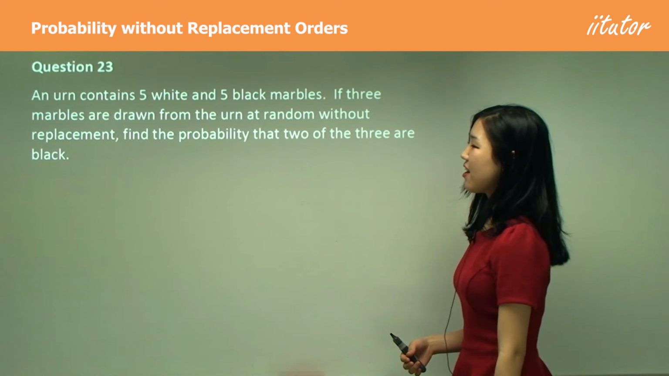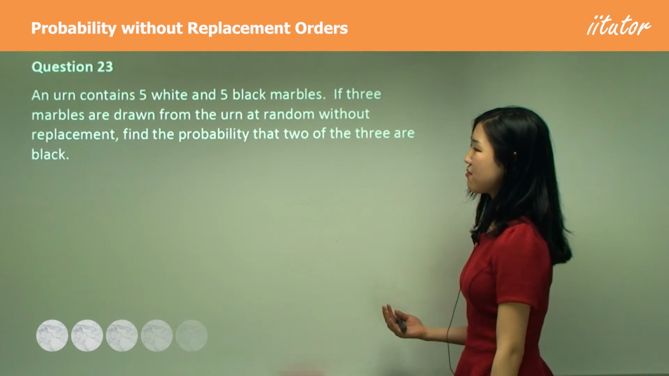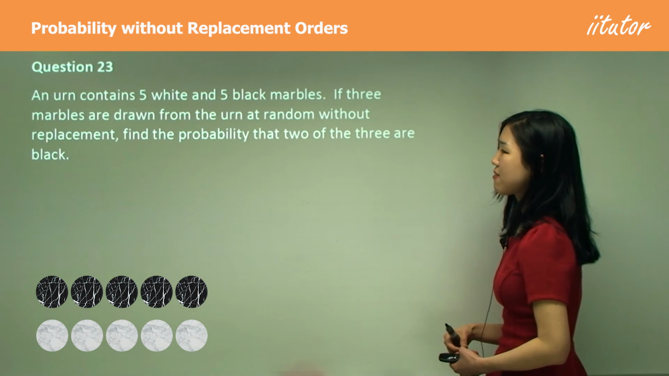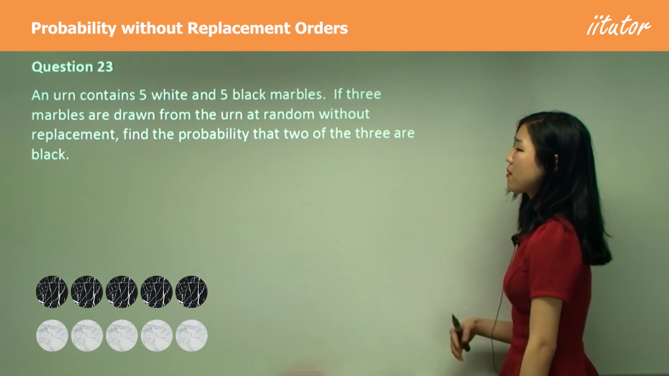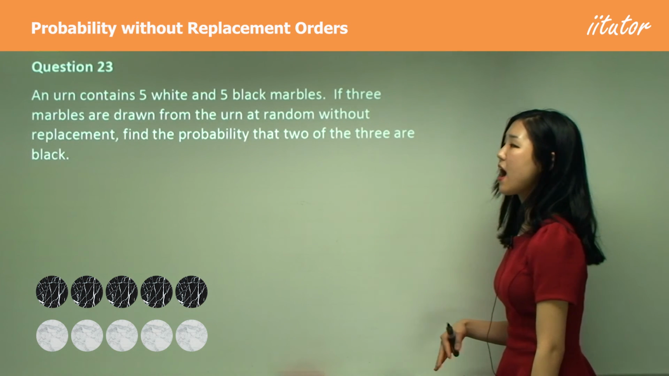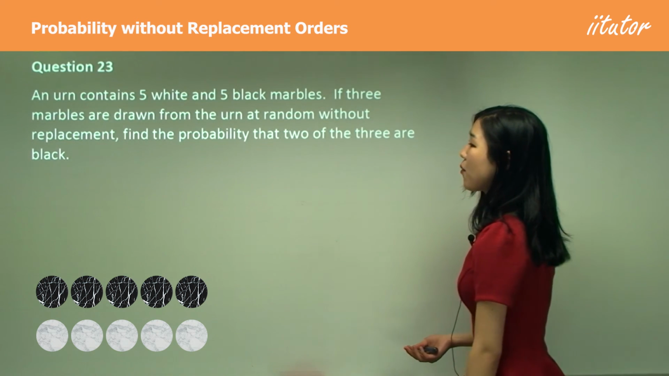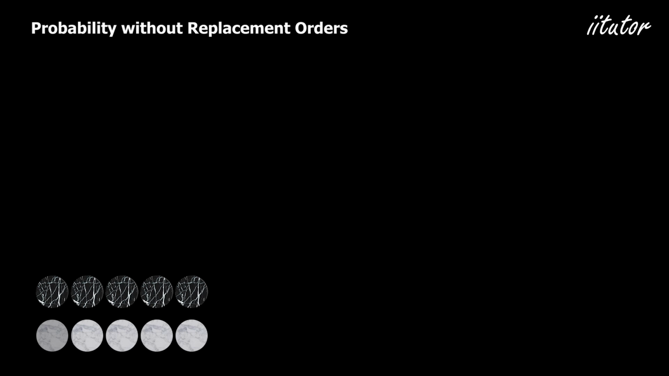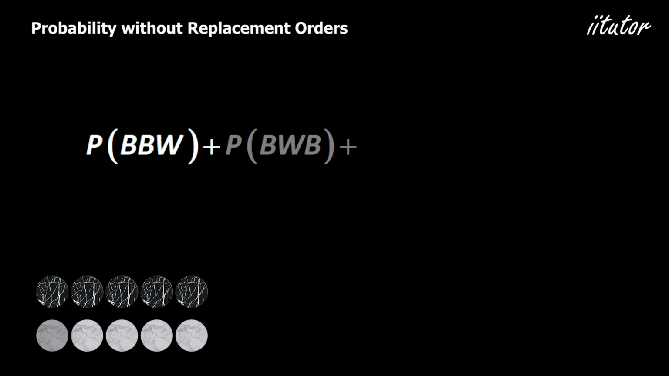Question 23, an urn contains 5 white and 5 black marbles. If 3 marbles are drawn from the urn at random without replacement, find the probability that 2 of the 3 are black. Okay, I want 2 of the 3 to be black, so there's different cases you've got to think about. Black, black, white, black, white, black, or white, black, black.